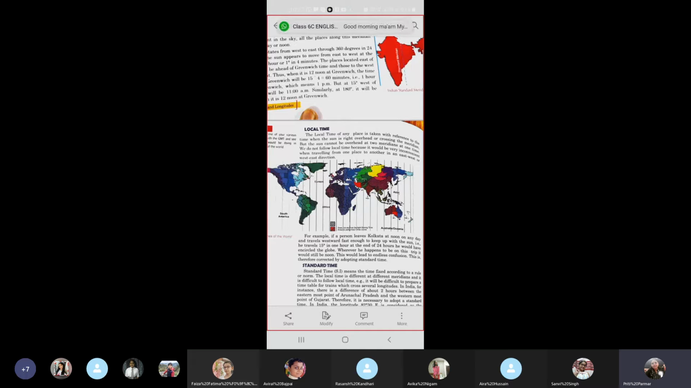For example, if a person leaves Kolkata at noon on any day and travels eastward fast enough to keep up with the sun, that is, he travels 15 degrees in an hour, at the end of 24 hours he would have encircled the globe. Wherever he happens to be on this trip, this would lead to endless confusion. It is therefore corrected by adopting standard time.